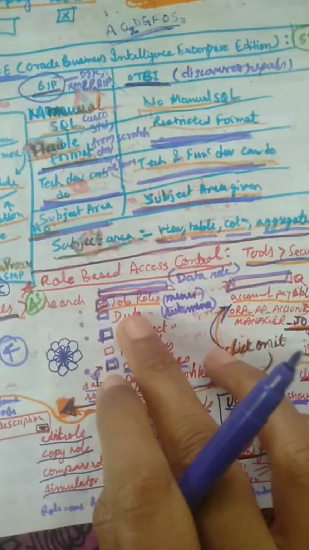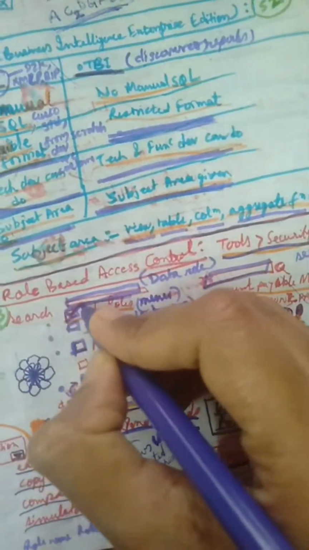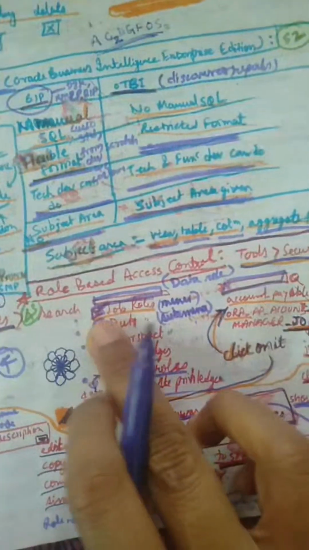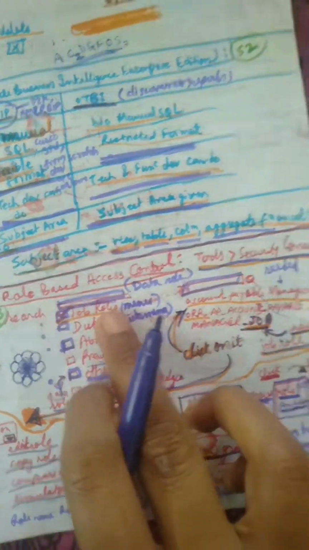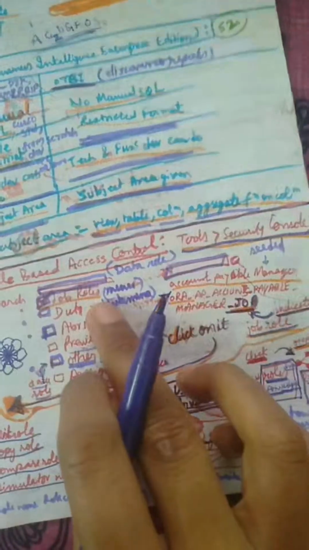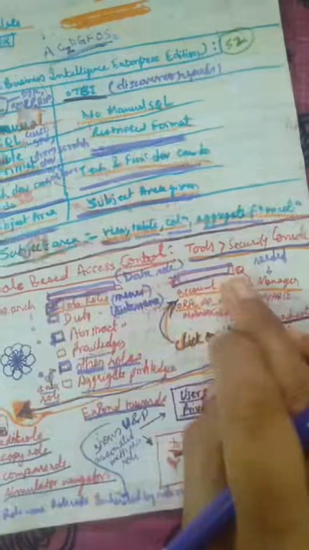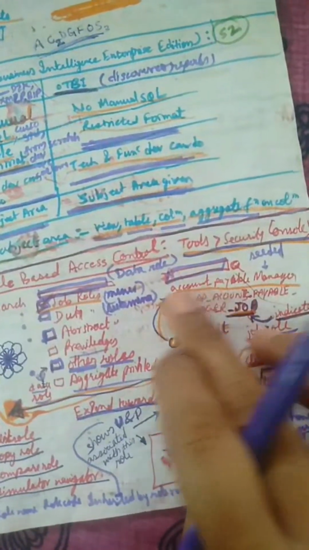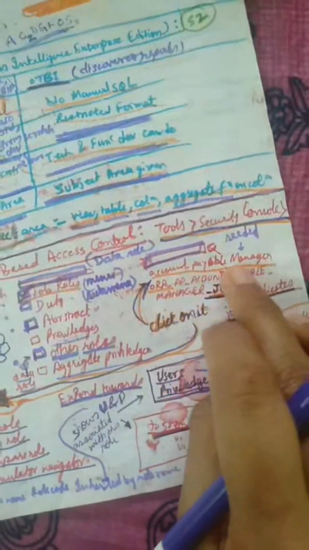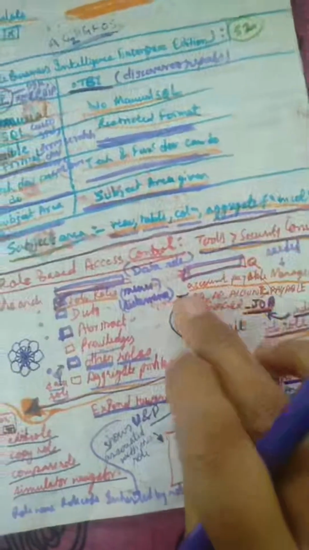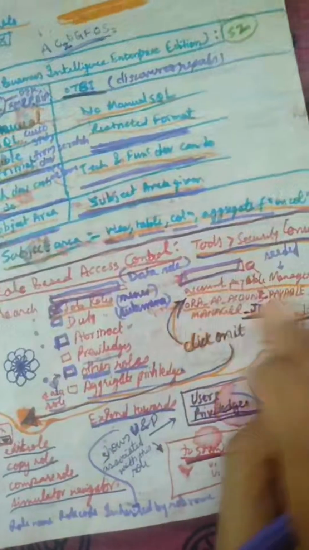Once I've selected, let's say I want to select a job role here. I've searched job and selected a job role. The next thing is what I want to access. Let's say I want to access Accounts Payable Manager. This is a seeded role; it's already present with Oracle.